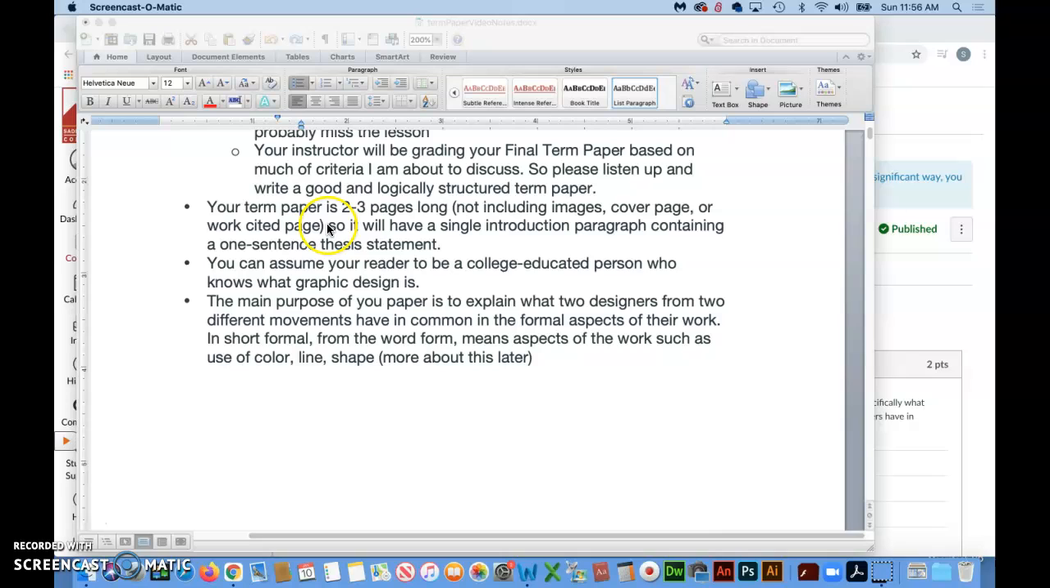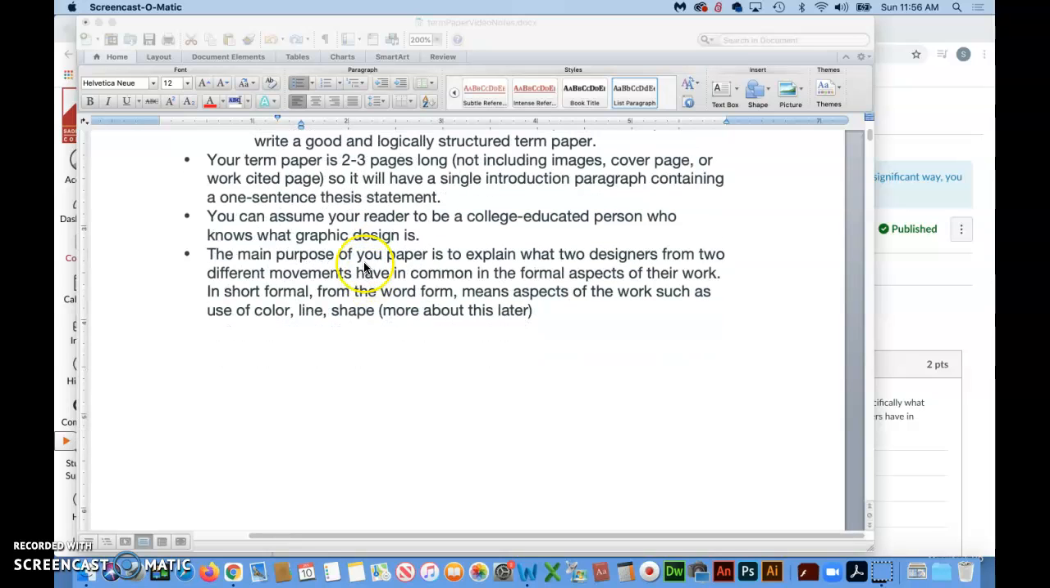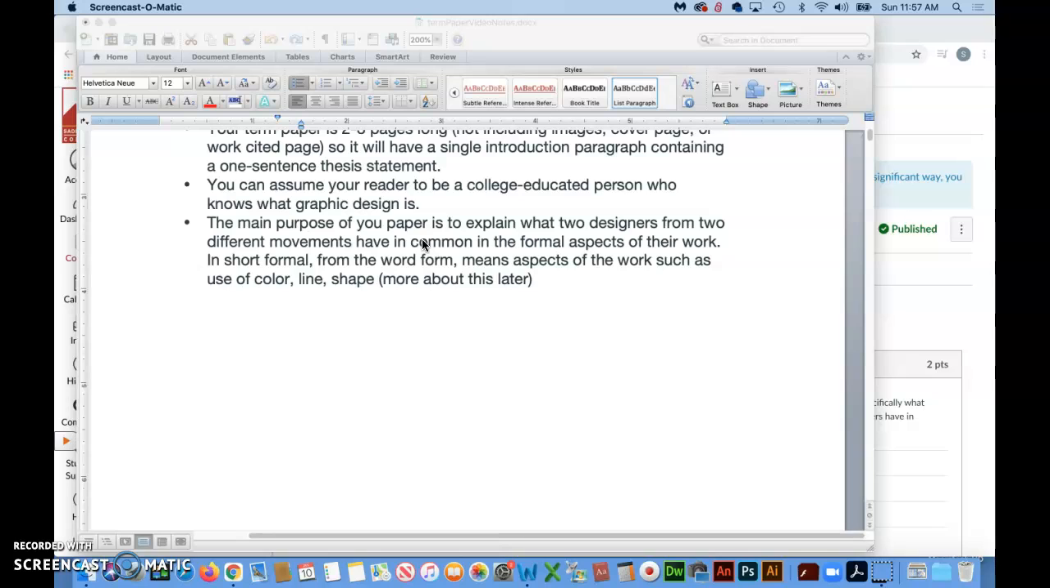The term paper is only 2 to 3 pages long, not including images, cover page, or works cited page, but being 2 to 3 pages long, it's just going to have one single introduction paragraph containing a one-sentence thesis statement. For the purpose of this paper, you can assume the reader to be a college-educated person who knows what graphic design is, so you don't have to explain the origins of graphic design. That's kind of what the textbook is for in the class. You're just writing a 2 to 3 page term paper on a very specific topic.